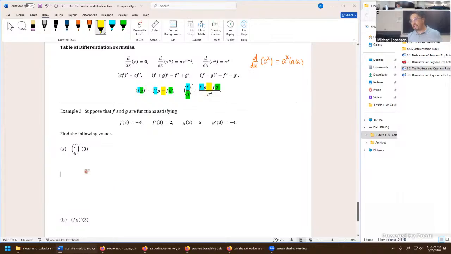Here's another interesting kind of problem where we don't actually know the functions. We just know that f and g, they must be differentiable because we're told to find the following values. And we have function outputs. So we want to do the derivative of f over g at 3. So we're going to get a numerical value this time. And likewise, f times g prime at 3. I think there's a problem similar to this one in the homework as well.